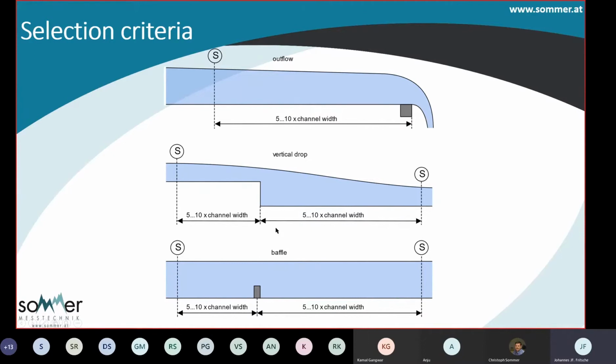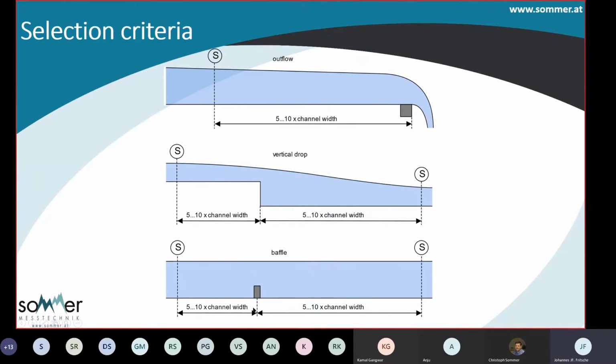The same is true for a vertical drop. So if you have a drop in the riverbed, you should not measure close to this drop, but you go up the river 5 to 10 times the channel width, or you go down the river 5 to 10 times the channel width and place your instrument here or upstream of this position.